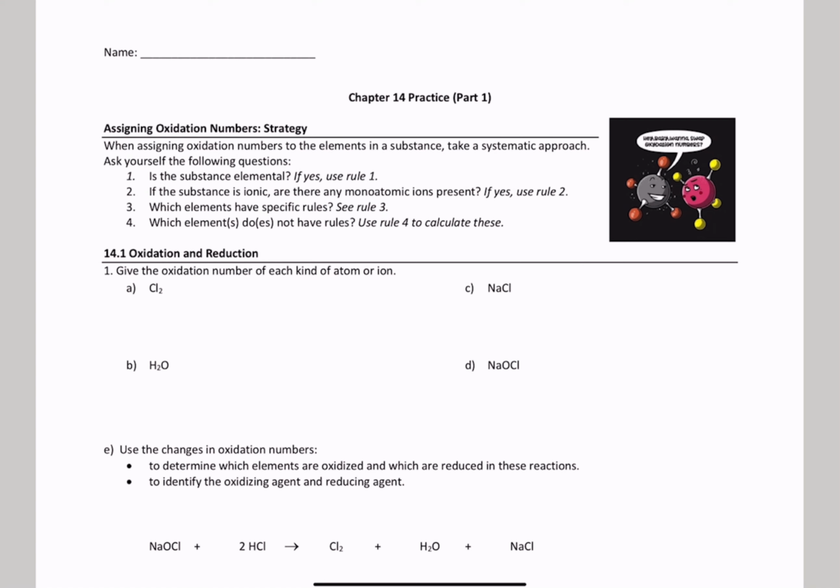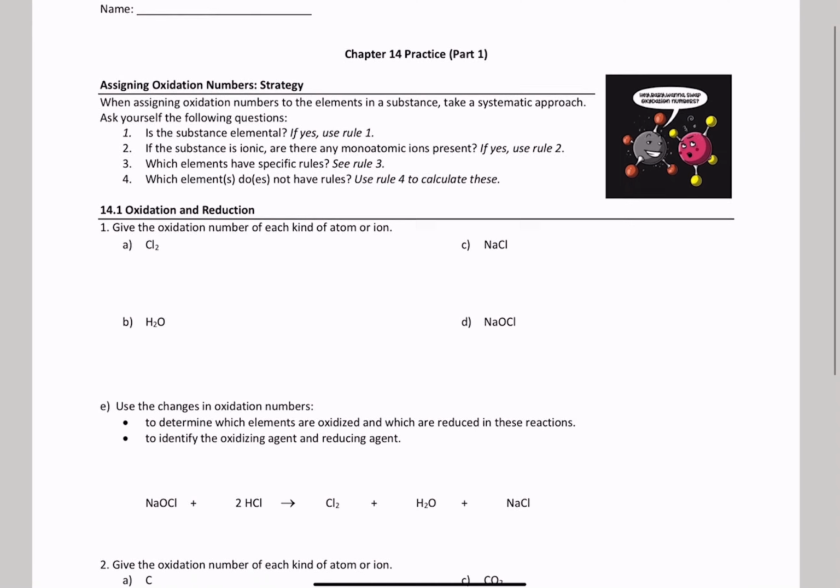Question number 2. If the substance is ionic, are there any monoatomic ion present? If you answer yes, then you will use Rule 2. Question 3. Which elements have specific rules? You're going to look at Rule 3 for that. And then, which elements do not have rules? And then you will use Rule 4 to calculate this.